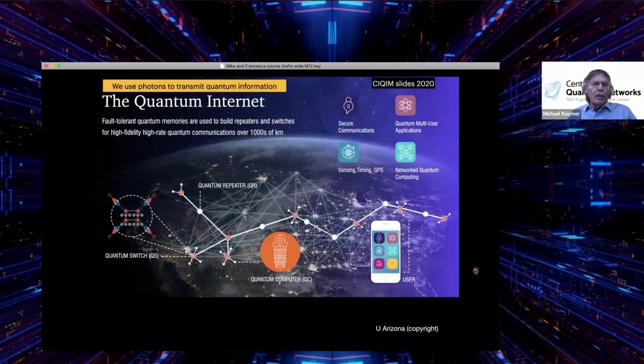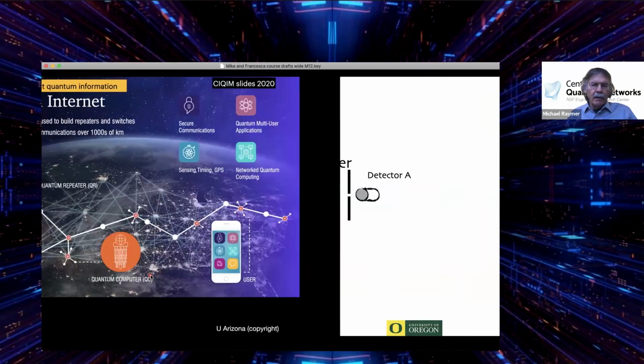Now, in a quantum internet, here's a picture, and we typically use photons. We have to use photons to transmit quantum information from one location, 1,000 kilometers, to another location across optical fibers or possibly through satellite links. These are photons, particles of light, and so let's talk about that in great detail.